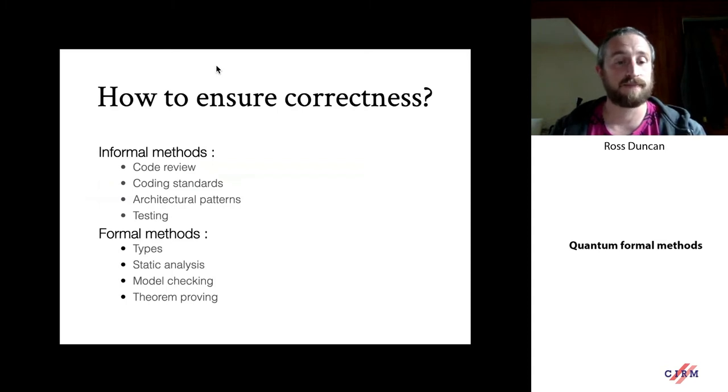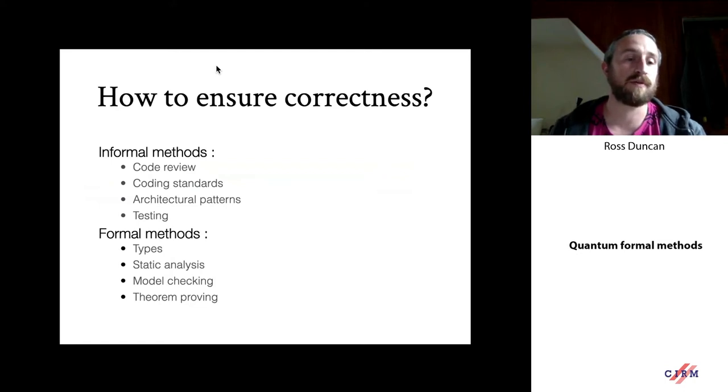But the software engineering world proposes lots of methods for trying to ensure the correctness of software. So code review is very common. Writing programs with respect to a particular coding standard to make them easy to follow and understand and harder to make errors, adhering to certain architectural patterns, which again make it a bit more difficult to make errors. Testing is of course the main one, and we're going to come back to that in a moment.